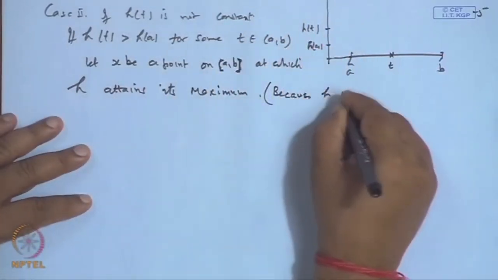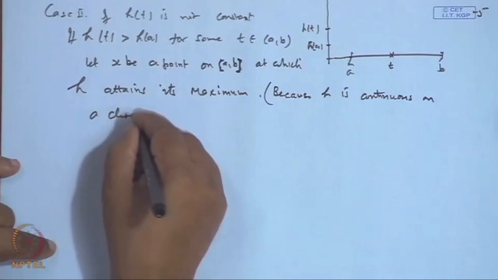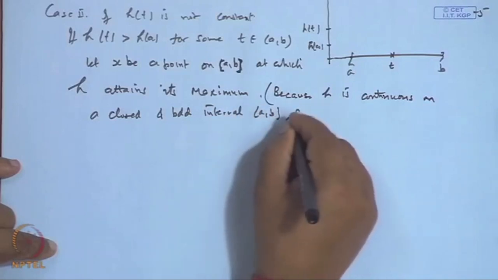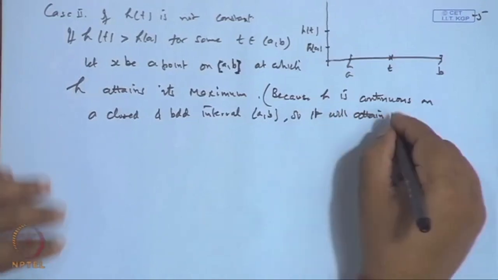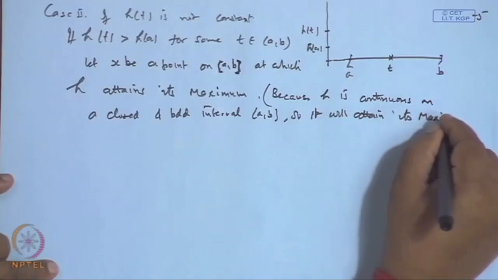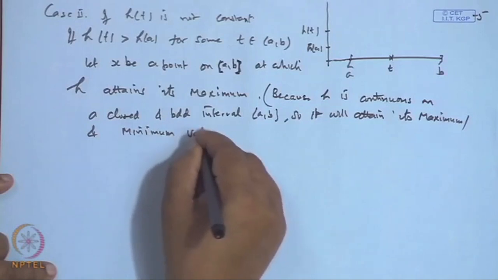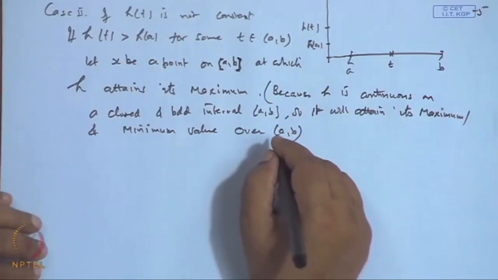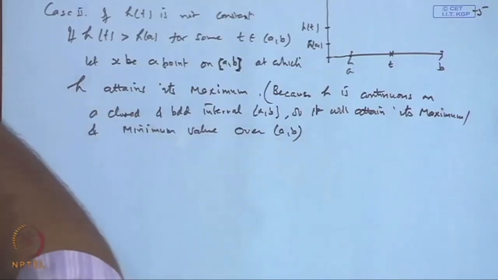So, because h is continuous on a closed and bounded interval, say a b, it will attain its maximum and minimum value over the interval a b. And so we can get an x belonging to this.